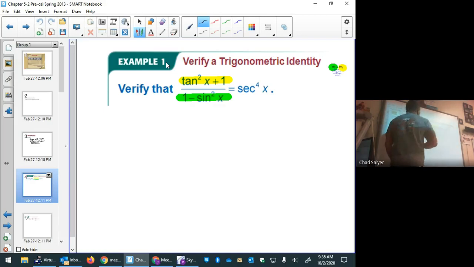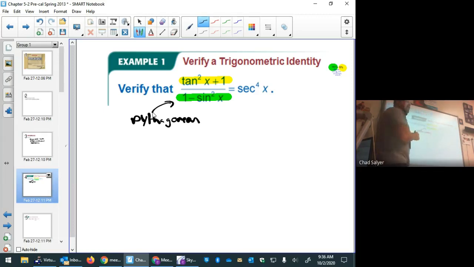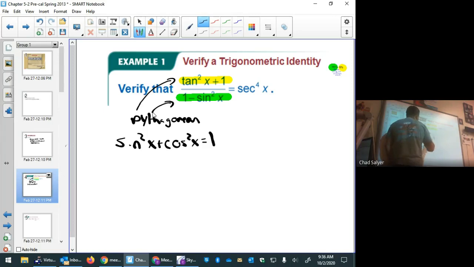So here, we've got a couple things going on. I see some Pythagorean. So when I see something squared, I want you to think Pythagorean. And probably rewriting both the numerator and the denominator is a good strategy here. So let's start with the Pythagorean identity, the primary Pythagorean identity.